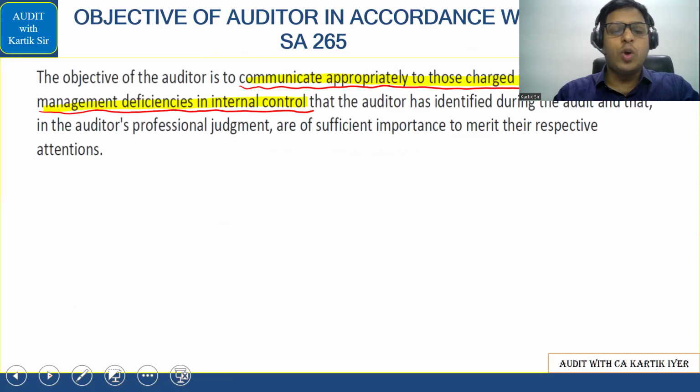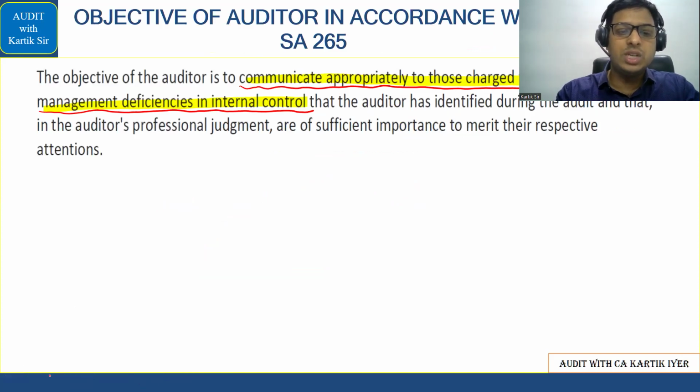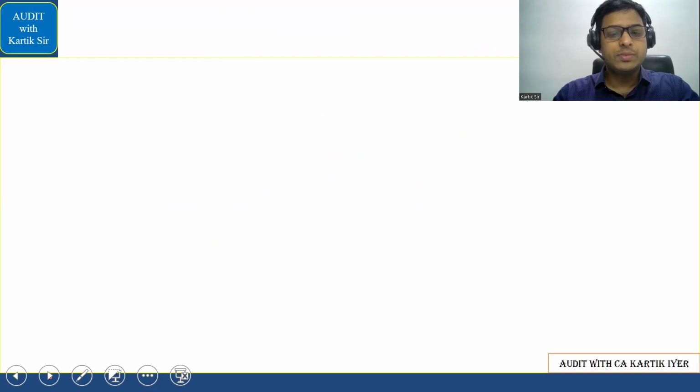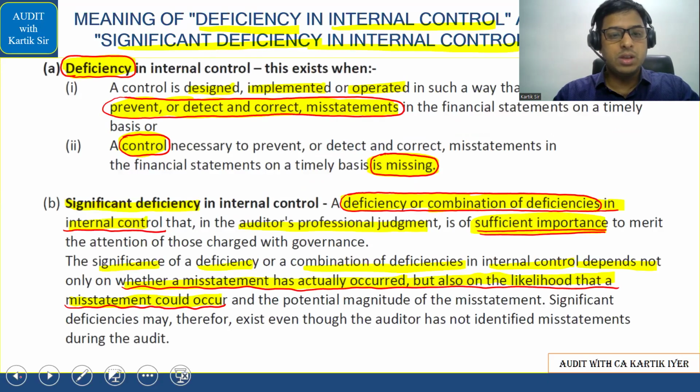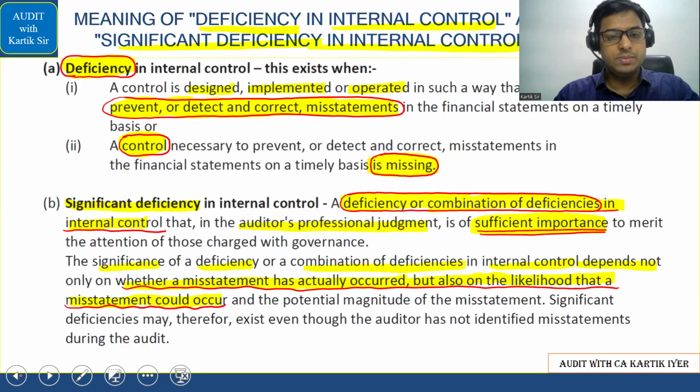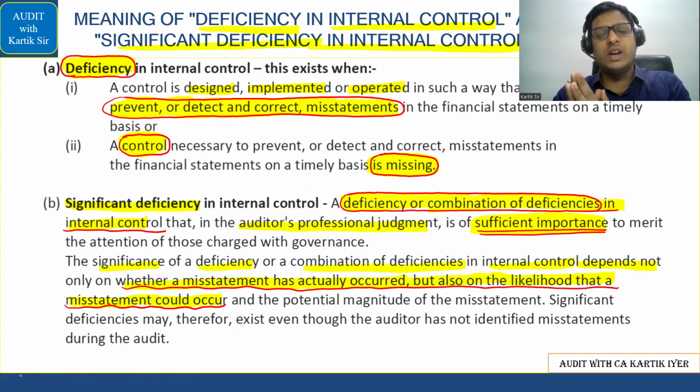Now let's see. The objective of the auditor is to communicate appropriately with the TCWG and the management deficiencies in internal control. Let's go further. Now the question is the meaning of deficiency in internal control and significant deficiency.